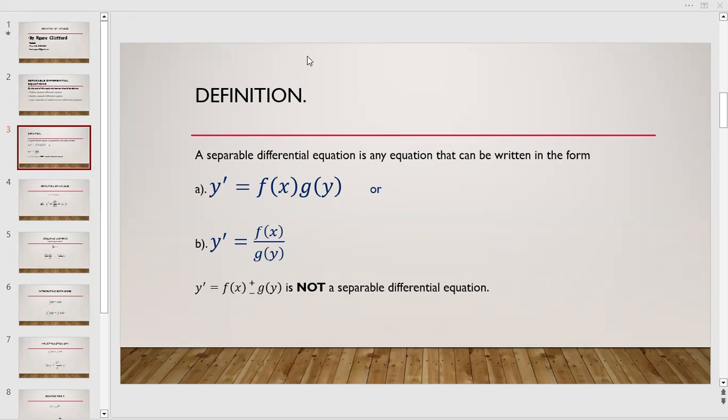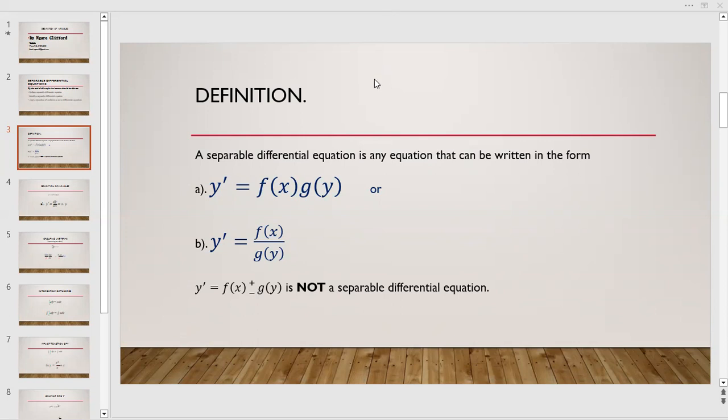Mwangi, are you present? Yeah. Plus or minus g of y is not a separable differential equation. Okay, Mwangi, can you repeat what Godfrey has said? A separable differential equation is any equation that can be written in the form y prime is equals to f of x times g of y, or y prime is equals to f of x all over g of y.